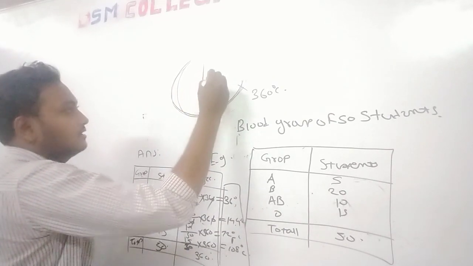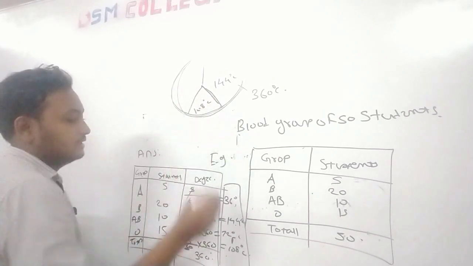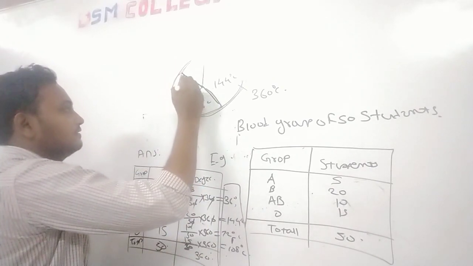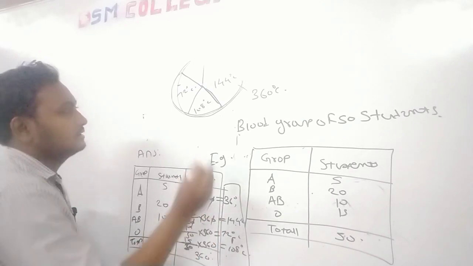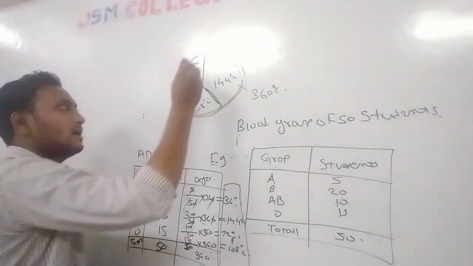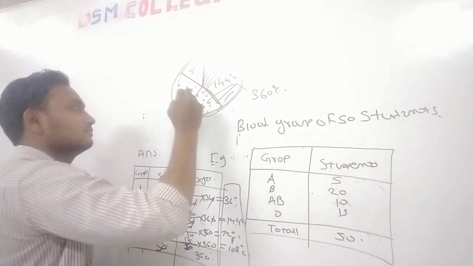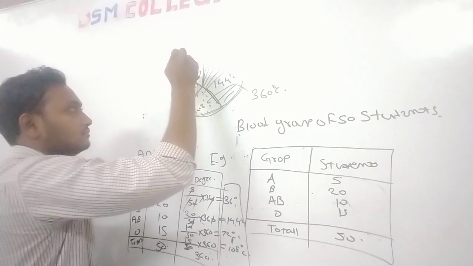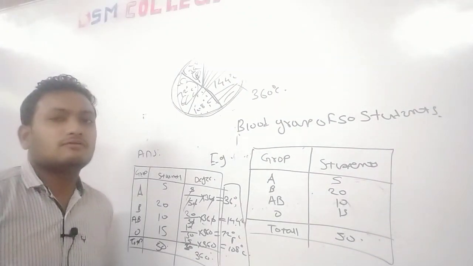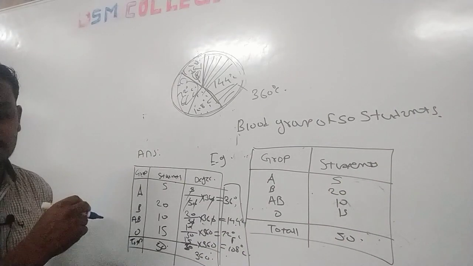First is 144 degrees, then 108 degrees, then the next highest is 72 degrees, and the remaining lowest is 36. The values are put in this manner, and we color the partitions differently. These partitions are in different colors.